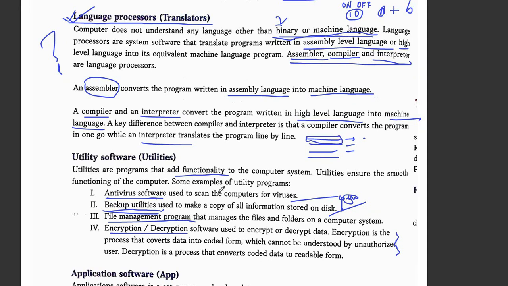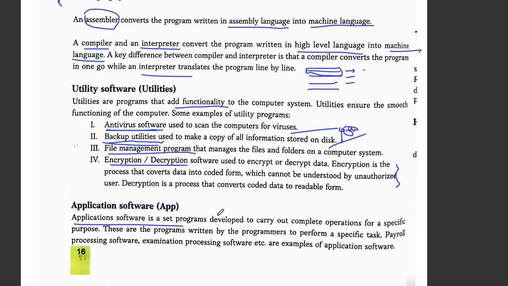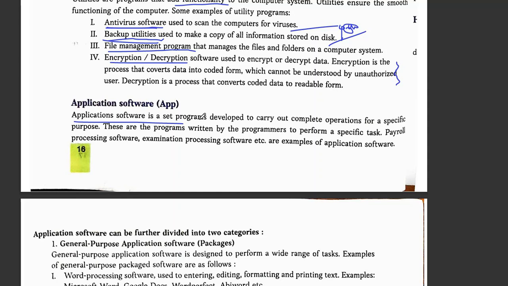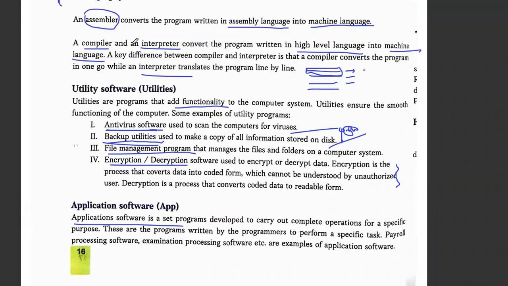So what is application software? Application software are sets of programs developed to carry out complete operations for a specific purpose. They are programs written by a programmer to perform a specific task. Almost the same thing, but what is the difference between utility software and application software? I will give you in the notes properly, but for you to know right now, utility software are the software that are used in the computer system to keep the computer system working properly.